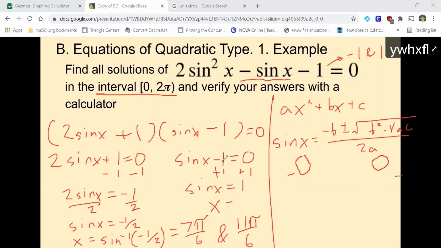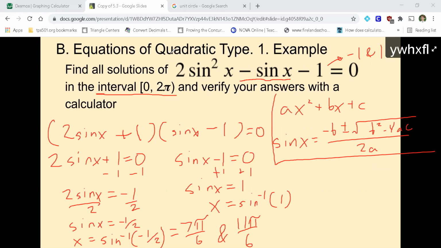And now we can go and do our second equation, add 1, sine inverse, and where on the unit circle do we have a y value of 1? Well, hopefully you don't need the unit circle to look that up, right? 1 is the maximum. That would happen at 90 degrees or pi over 2 radians. So my answers between 0 to 2 pi are pi over 2, 7 pi over 6, and 11 pi over 6.